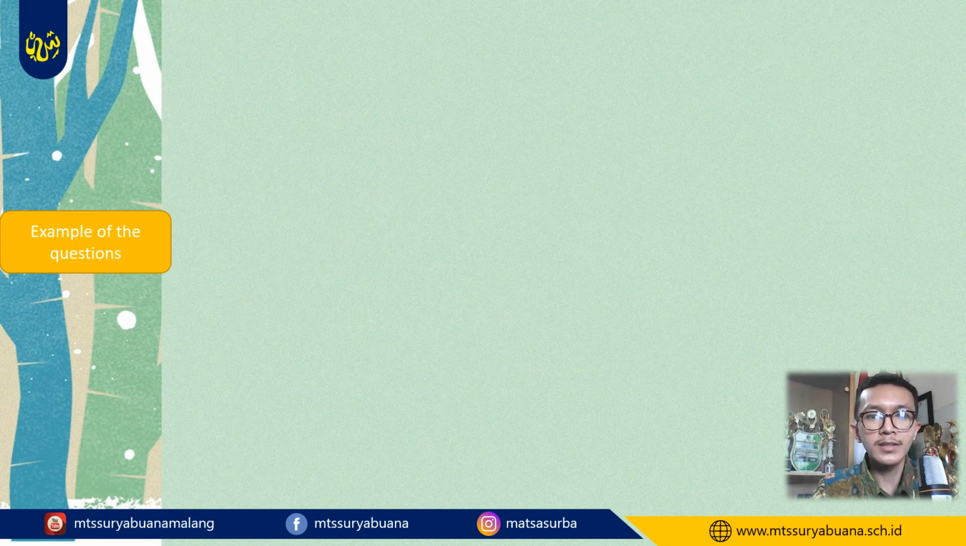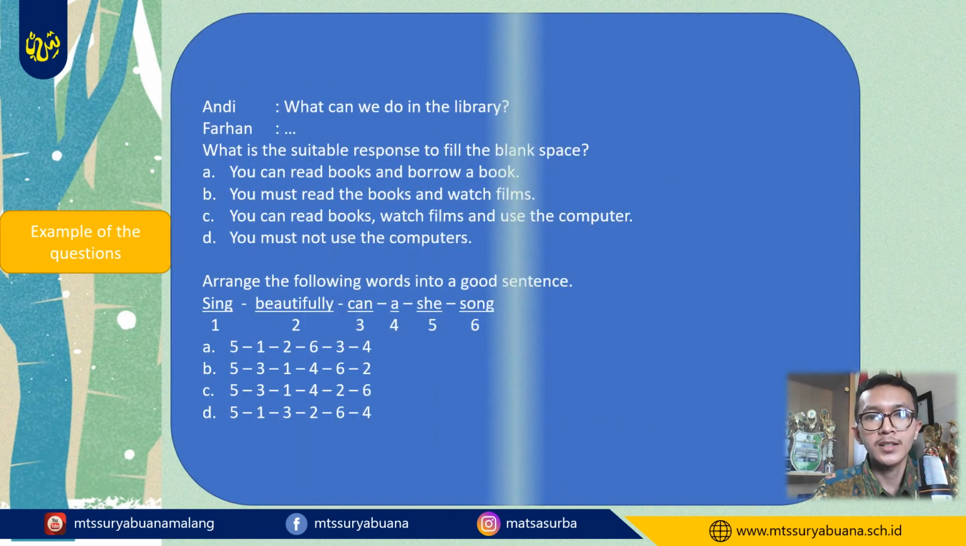Alright, this is an example of a question about ability. I will read this question for you. As I said before, the question is in the form of dialogue. This dialogue is between Andy and Farhan. What can we do in the library? Farhan, blah blah blah. What is the suitable response to fill the blank space? A. You can read books and borrow a book. B. You must read books and watch films. C. You can read books, watch films, and use the computer. D. You must not use the computer.